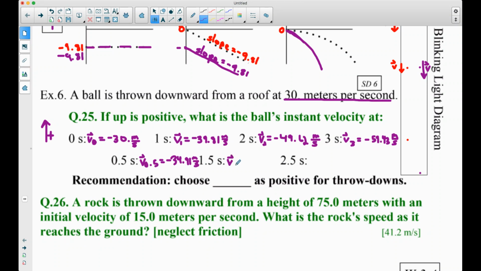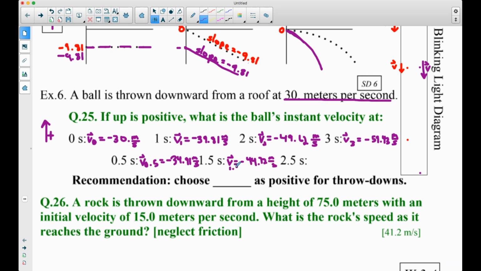Remember, this was approximately 10, so really 30, 40, 50, 60. Here it's going to be 35. This is going to be 45. Really negative 44.72 meters per second. And finally, at 2.5 seconds, I was at 1.5.